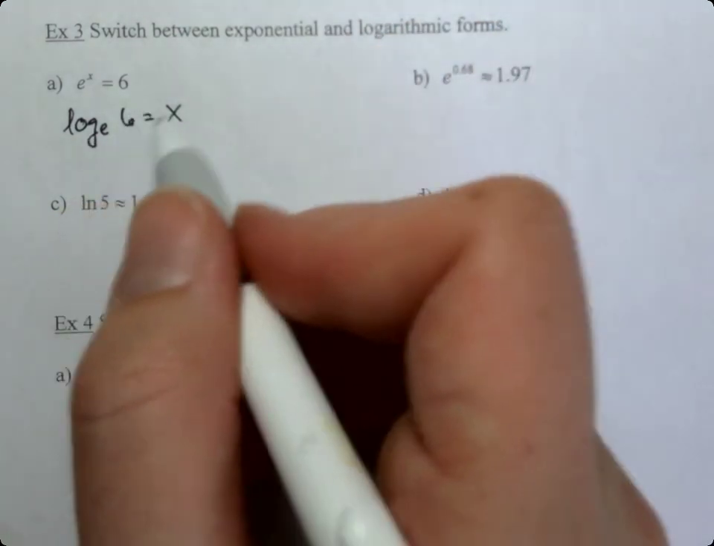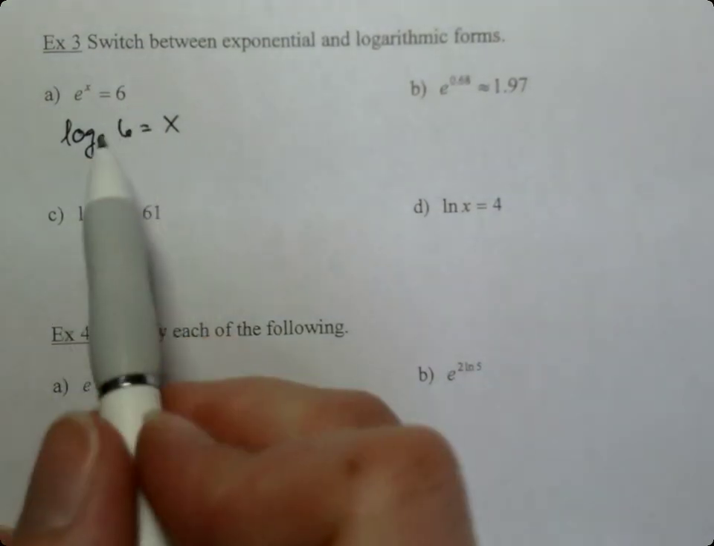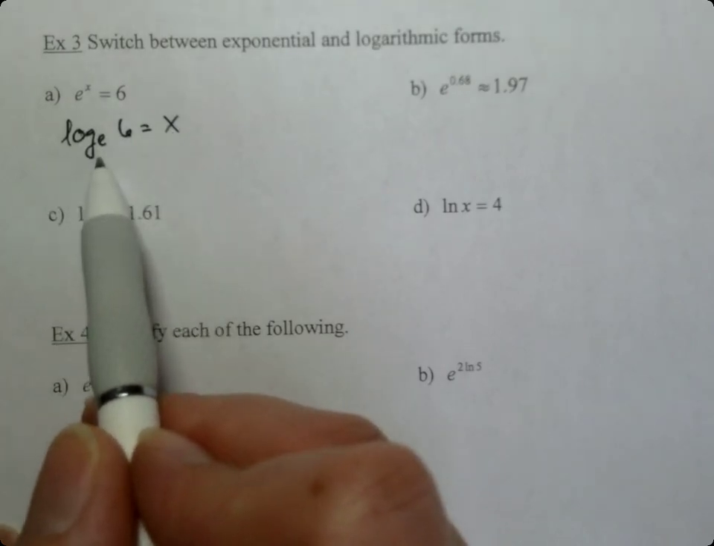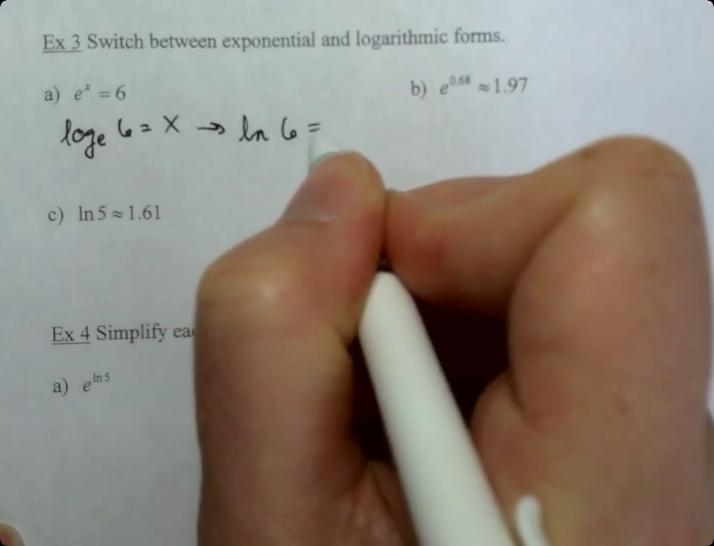Oh, I don't want to write log base e. Sorry, ignore that. Well, okay, it's fine. I did log base e of 6 equals x. Now, you wouldn't write log base e. How would you write that? Natural log of 6 equals x.